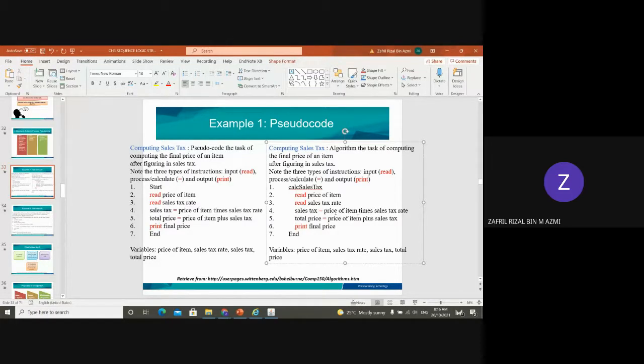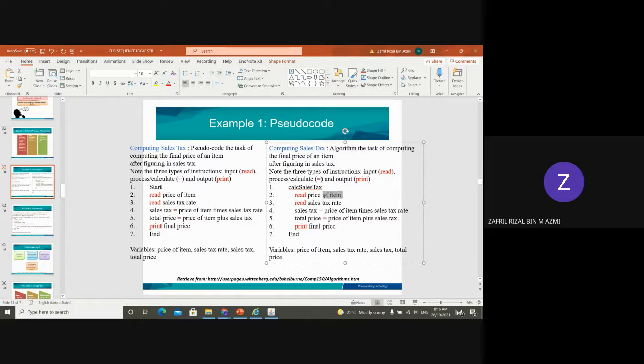Alright. So let's go to the instruction. What's the difference between instruction from pseudocode and algorithm? See, this is algorithm. The difference is we are using formal language. That's why we said algorithm is a formal way to represent program design.